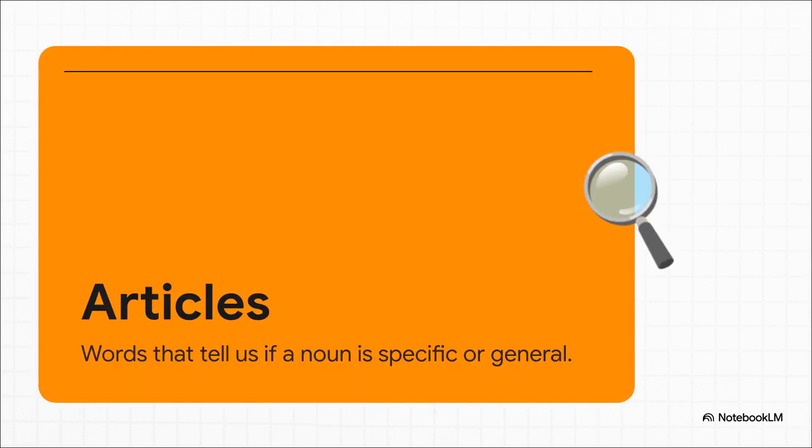So what are articles really? Well, at their core, they're actually pretty simple. They're just signals. I like to think of them as little spotlights in your sentences that tell your listener, hey, am I pointing to one specific thing or just something in general?